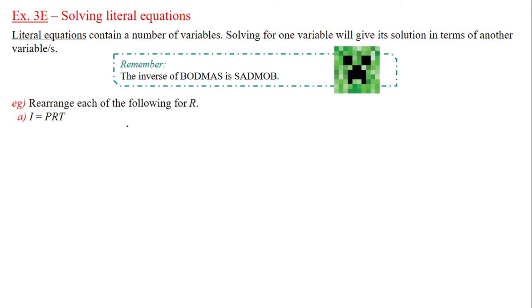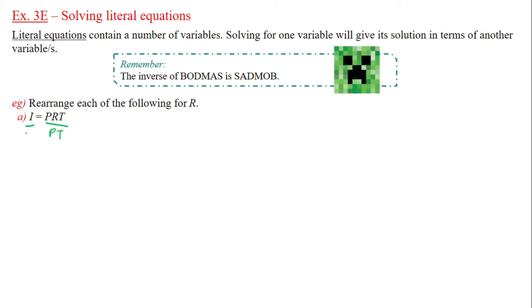In the first one, we're going to rearrange for R. We've got I equals PRT, which is of course the simple interest formula. Now, what we do to one side, we need to do to the other. I'll work in green. So here we have P times R times T. So to get R on its own, we need to divide both sides by PT.